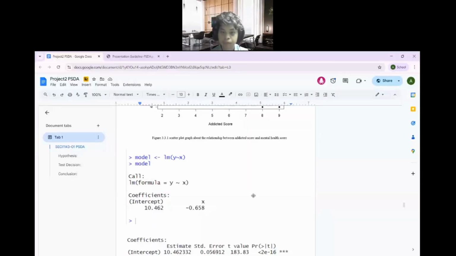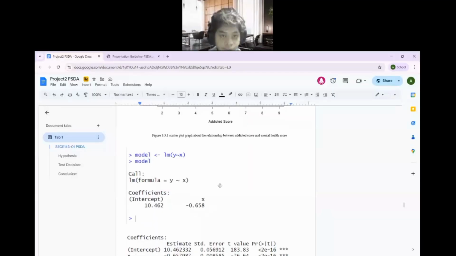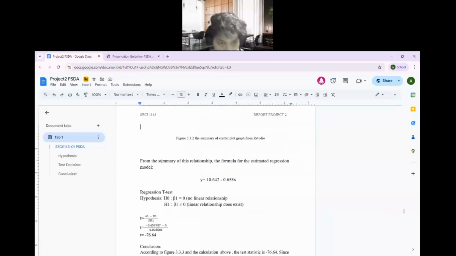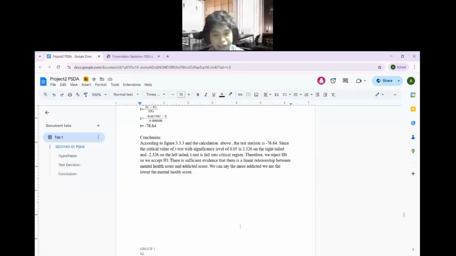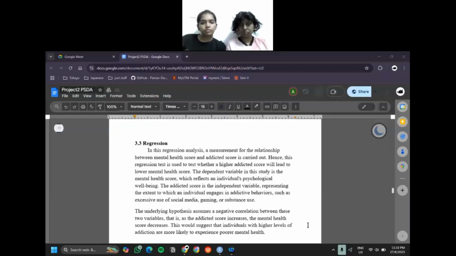So based on that coding, we can say from the summary of the regression model, the conclusion about the test statistic is negative 70.6. Since the critical value of the t-test with significance level of 0.05 is 2.326 on the right tail and negative 2.326 on the left tail, the t-test falls into the critical region. Therefore, we reject the H0 and accept the H1. There is sufficient evidence that there is a linear relationship between mental health score and addicted score. So we can say the more addicted we are, the lower the mental health score will be.